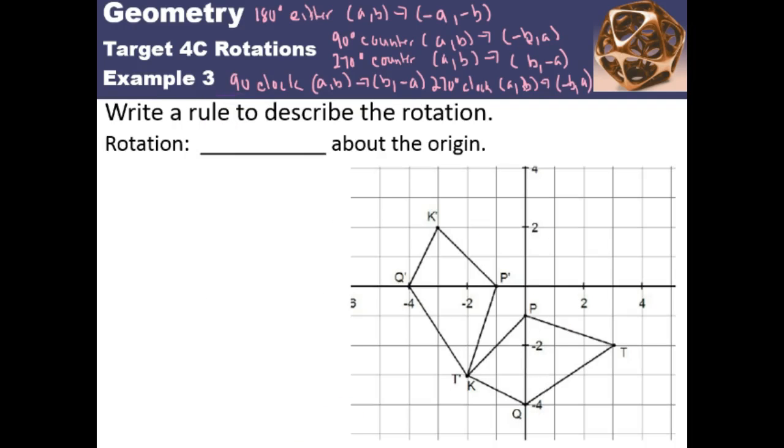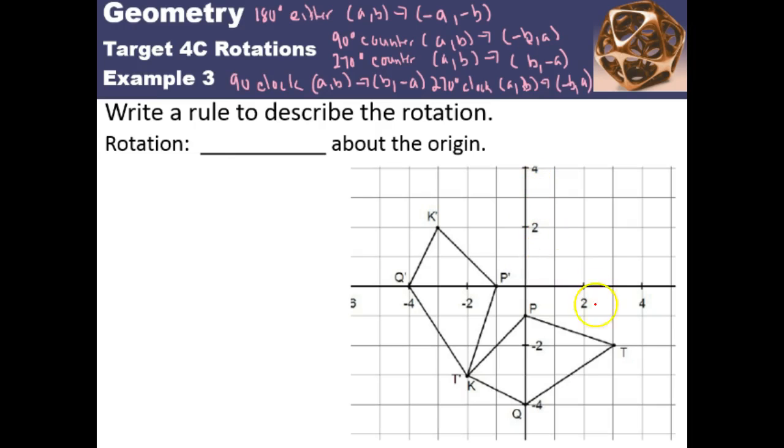So for number 3, we have to write a rule to describe the rotation. You can use patty paper to try to reason it out, or you can use some common sense and point manipulation. So that's what I'm going to do, is use some common sense and some point manipulation. Alright.